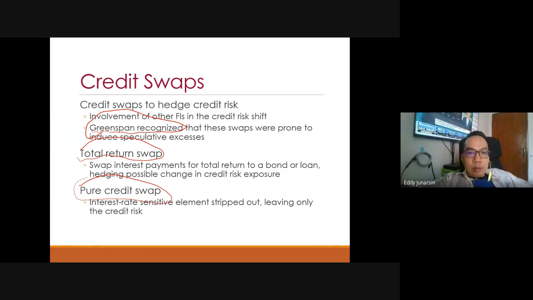So a total return swap is a swap where we exchange the whole interest payments for the total return on a bond or loan, and this is hedging against possible changes in credit risk exposure. So in a total return swap, we swap the whole interest payments. Not only do we hedge the credit risk, but also the interest rate risk. On the other hand, for the pure credit swap, we only try to hedge the credit risk. So that's what we call the pure credit swap. So we see an example here.